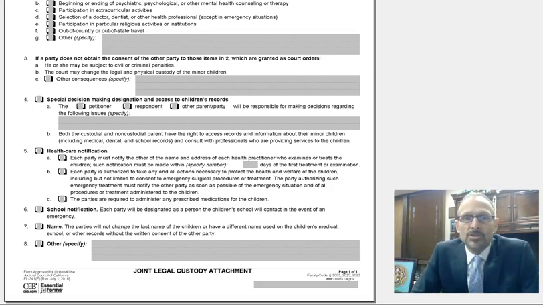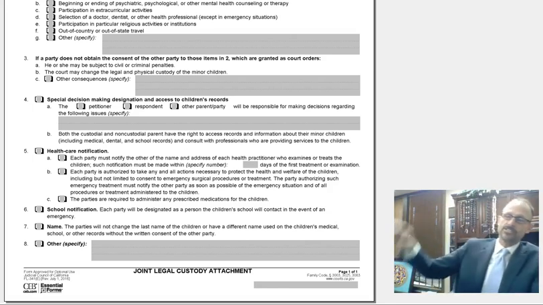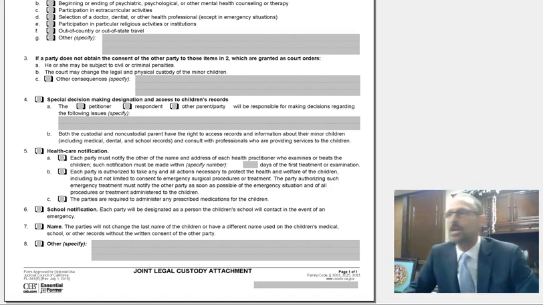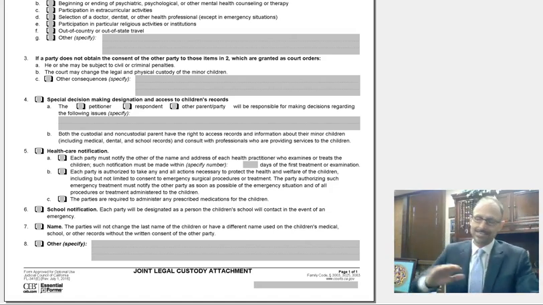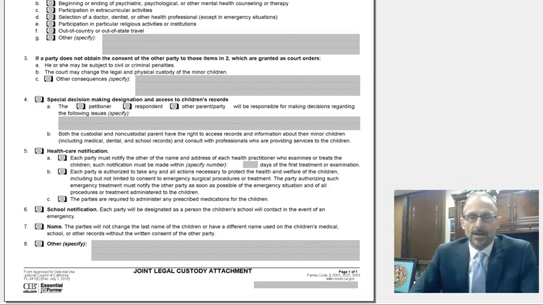B says, both the custodial and non-custodial parent have the right to access records and information about the minor children, including medical, dental, school records, and consult with professionals who are providing services to the children. This is Family Code Section 3025. It's standard California law. That's why there's no box to mark there. It's just kind of warning you. Everybody has the right to do that. All right, 5.